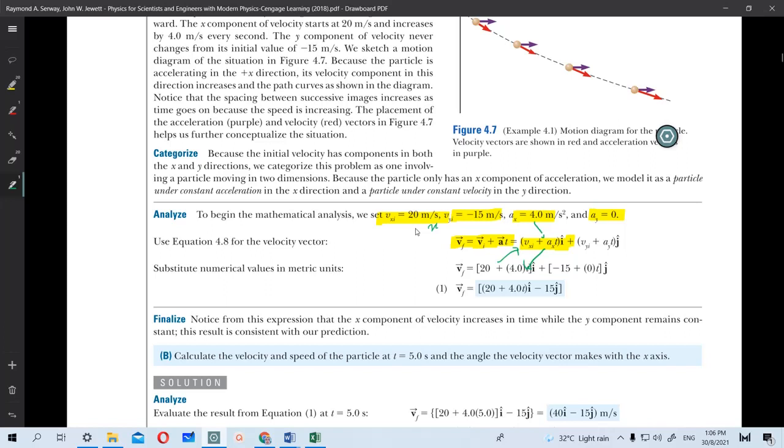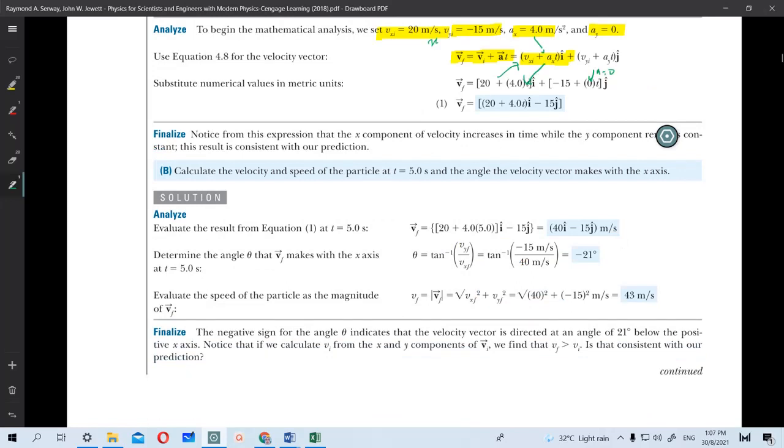Now do the same for j. This is the general expression. However, the only difference is that acceleration is 0 while u is negative 50. So as you solve, simplify the expression. This is how it is going to look: (20 plus 4t) i minus 50 j. Let's say the question asks you, at 1 second after this, what will be the velocity? You are going to leave the answer in the i direction and also j.